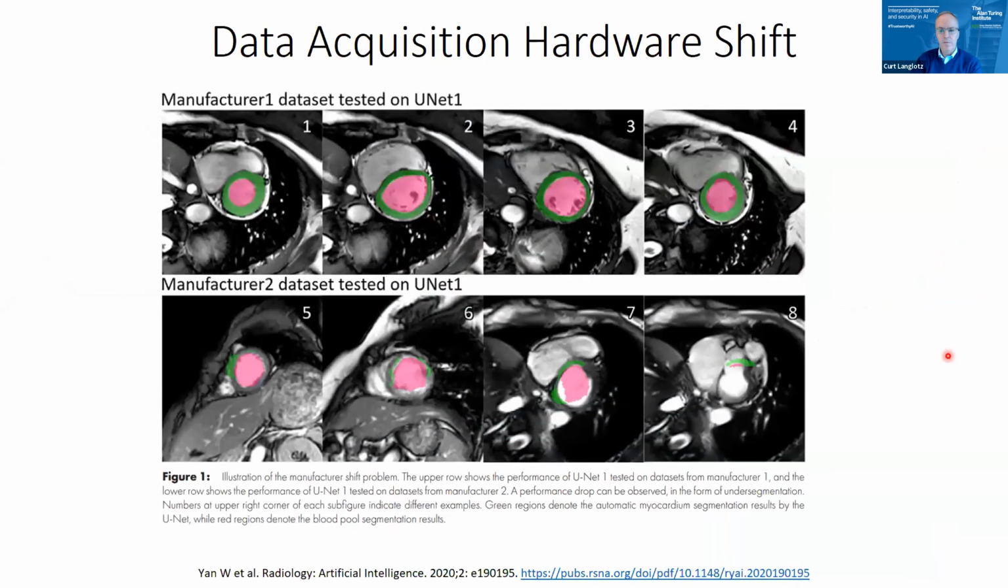Here's an example of just that kind of shift. This is an algorithm that's segmenting out the left ventricle on an MR of the heart. And you can see here how the algorithm works very nicely on data from manufacturer number 1, where it was trained. But if you try to apply it to manufacturer number 2, all of a sudden the algorithm's performance breaks down significantly. So it's important to consider and to monitor algorithms over time.